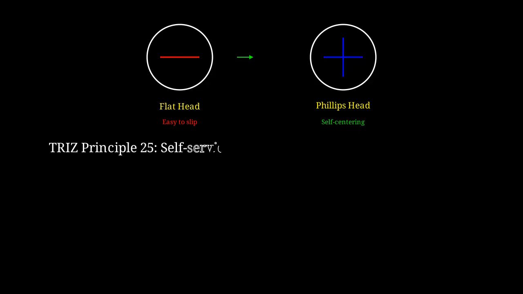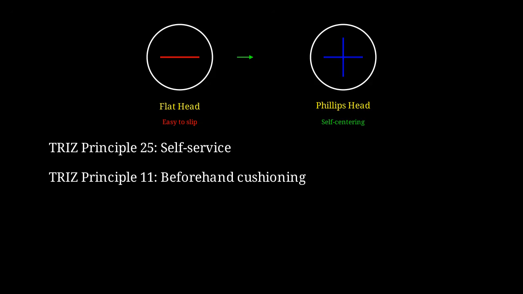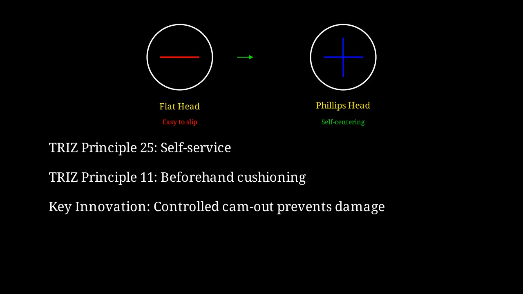Phillips applied Principle 25, self-service. Make an object service itself by performing auxiliary helpful functions. The cross-shaped design is self-centering. He also used Principle 11, beforehand cushioning. The tapered design causes the driver to cam out when torque exceeds a threshold, preventing over-tightening. The genius is in the controlled cam out.